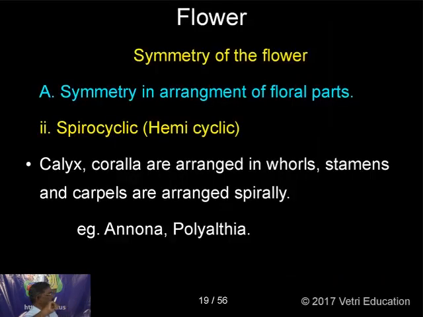Then next we have the spirocyclic or hemicyclic. That is, hemi means half. Here calyx, corolla are arranged in whorls. Stamens and carpels are arranged spirally. Example, Annona and Polyalthia. This is spirocyclic or hemicyclic. Of course, the diagram may be not clear, but you can see here these are the perianth, sepals and petals, etc. This you can arrange it in whorls, whereas androecium, gynoecium are arranged in spiral manner.